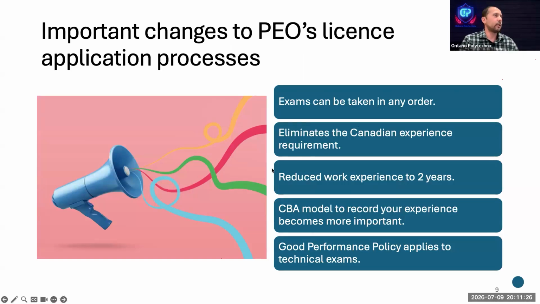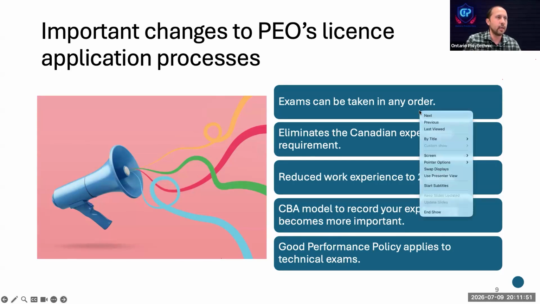So I would start with the PEO's update. These are the important changes. Some of them happened last year, but a couple of them they gave updates on July 1st. First of all, in Ontario, which is very different from other provinces, the exam can be taken in any order. So you don't need to start with submitting your experience on CPA and then work on your technical exam. It doesn't matter for them.